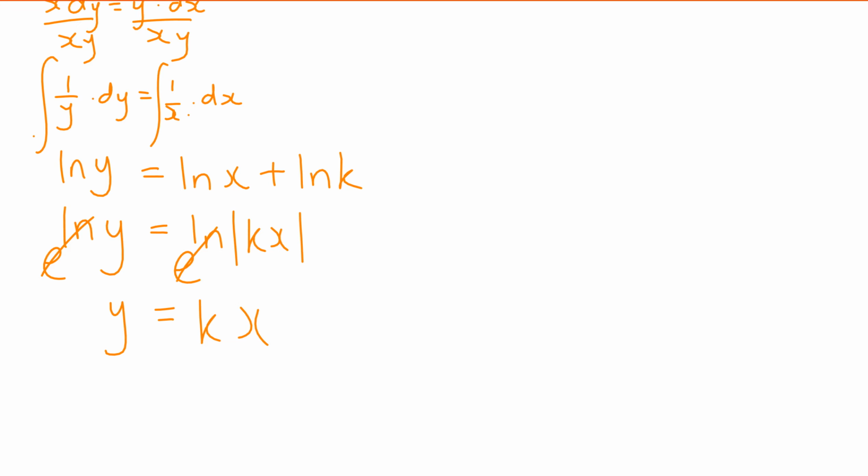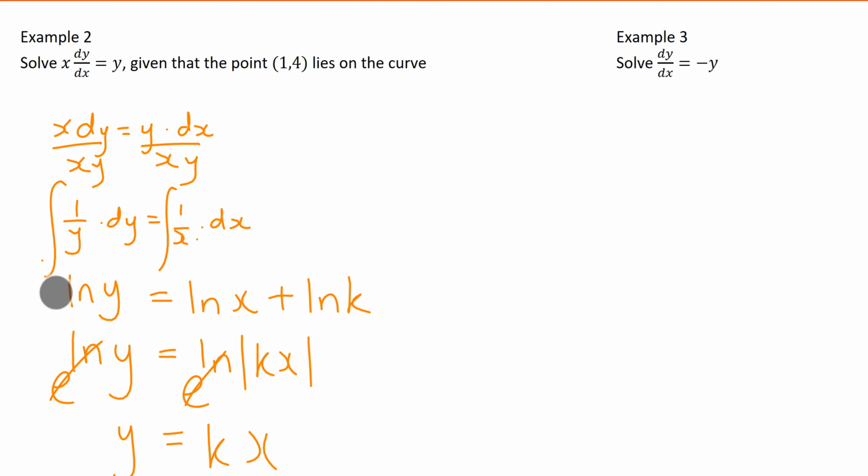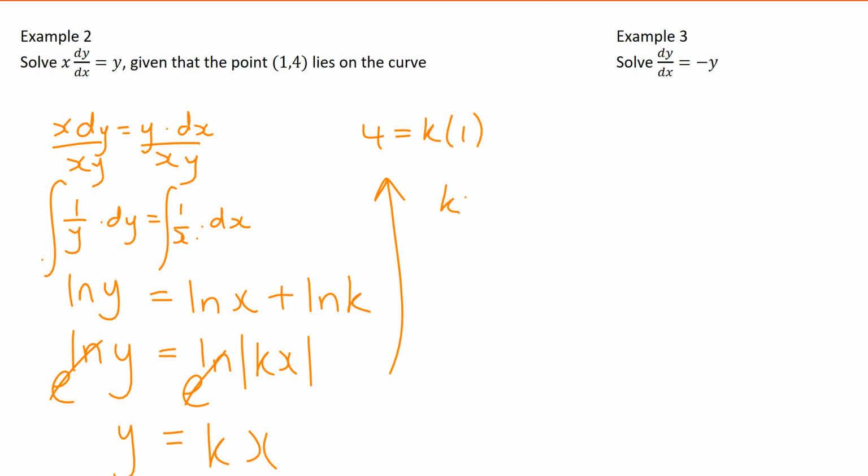Are you happy with that? What does the k refer to? Just some constant. And this one here goes through 1, 4. So up here, 4 equals k times 1. K is 4. So what's my equation? Y equals 4x. You guys happy with that?